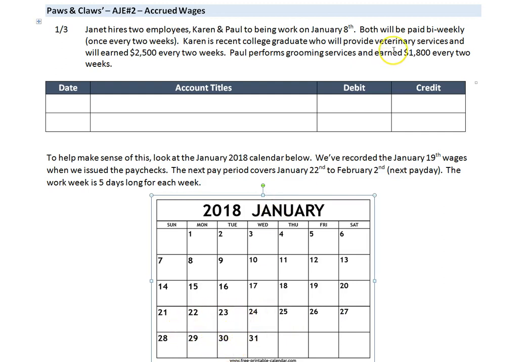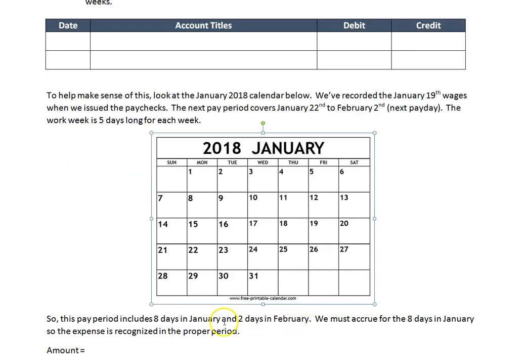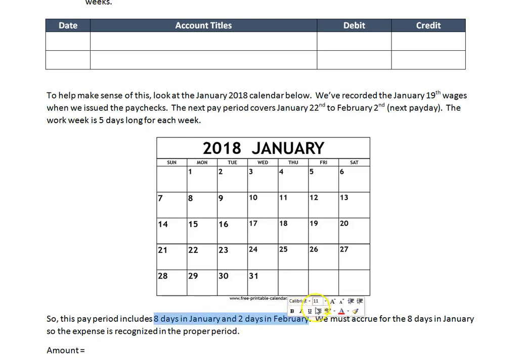So we need to accrue for 8 tenths of the total. 10 total days. 1, 2, 3, 4, 5, 6, 7, 8, 9, 10. 10 days, but 8 of them occur in January. The other 2 occur in February. So we need to account for 8 of the 10 days. 8 days in January that we need to accrue for, and there's 2 days in February, and they'll be paid on February 2nd. So our objective is just to accrue for the 8 days that occur in January.